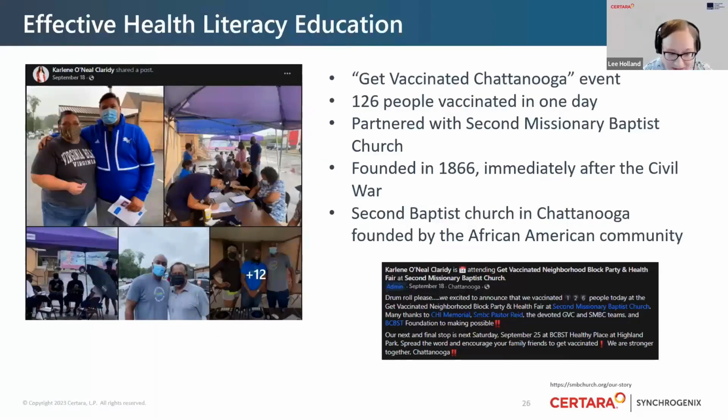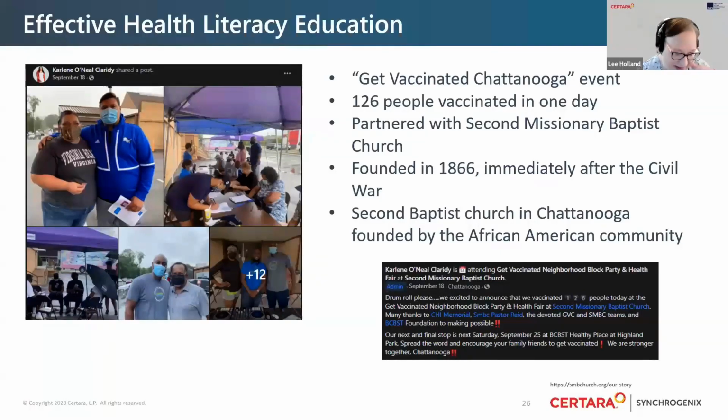So I'm going to talk about effective health literacy education and reaching out to the community. This is a Facebook post about a Get Vaccinated Chattanooga event. They vaccinated 126 people in a single day. They partnered with the Second Missionary Baptist Church, which was founded in 1866, immediately after the Civil War ended. It was the Second Baptist Church in Chattanooga that was founded by the African American community.